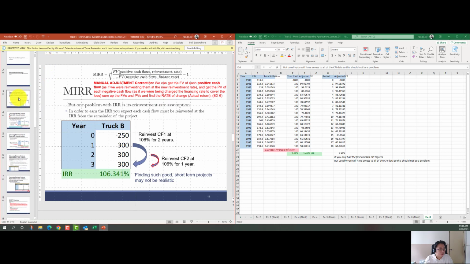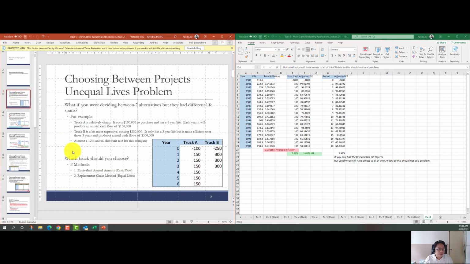And we also talked about how you choose between different projects with unequal lives, that you have the equivalent annuity method or replacement chain method. So that's what we covered for today.